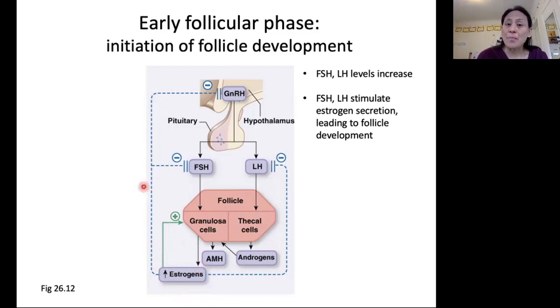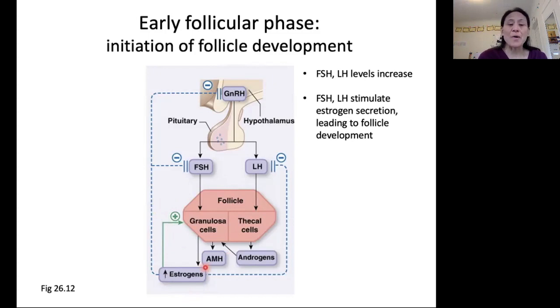A couple things that I want to point out to you here. One is that the estrogen production provides negative feedback back onto FSH, LH, and GnRH production. Okay. Another thing that I'd like to point out is that the estrogen production provides positive feedback onto the follicles. So that's going to lead to more estrogen production.